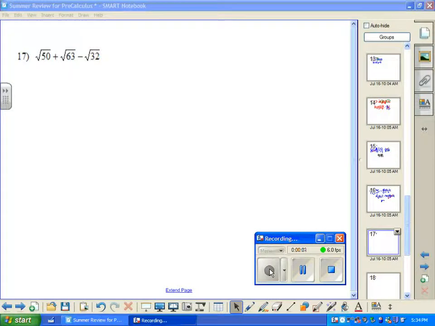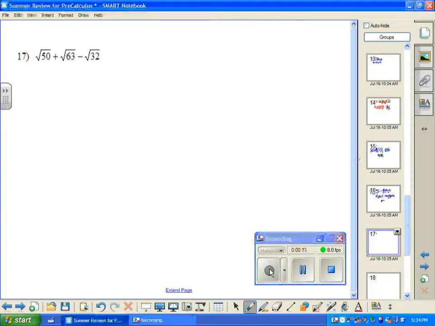Here we're trying to simplify some radical expressions, and in order to do that we need to pull out any factors that are perfect squares. So in this first one we have the square root of 50. That can be thought of as 25 times 2, and 25 is a perfect square, so this can be rewritten as 5 times the square root of 2.